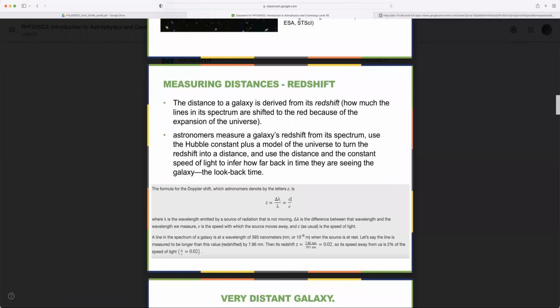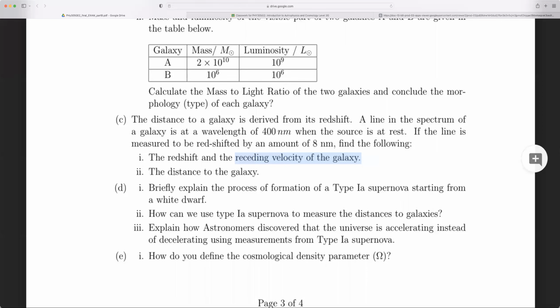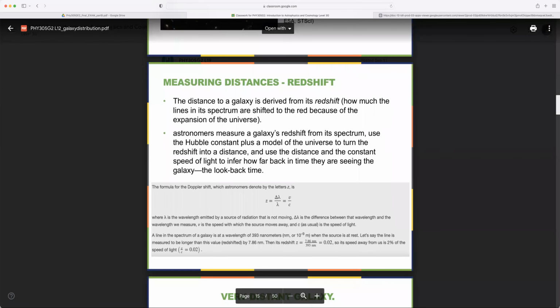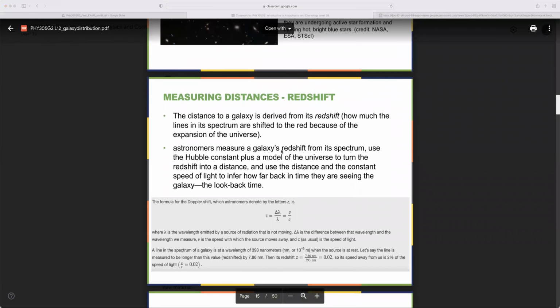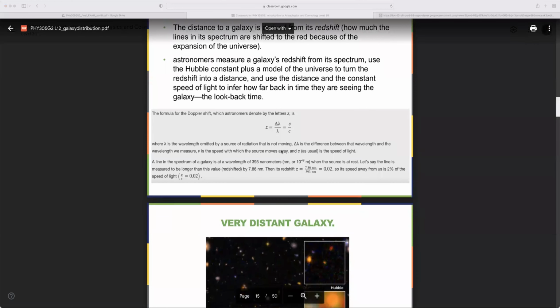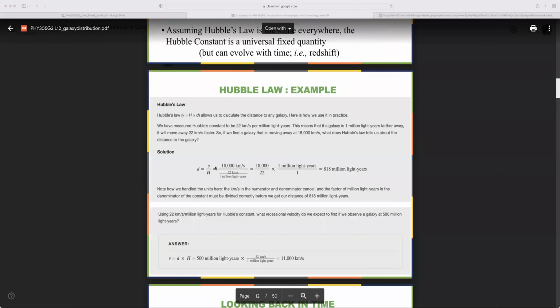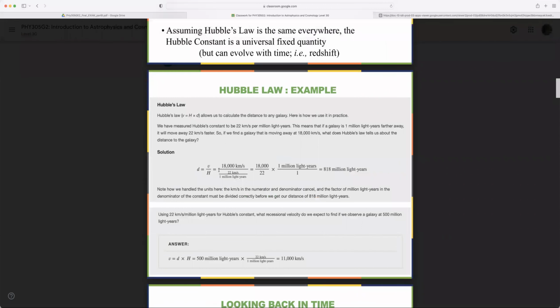And then if you know the receding velocity, the next question here is the distance to the galaxy. How to find the distance to the galaxy? Now it's straightforward. You can see here there is this equation about Hubble's law, which is distance equals velocity divided by the Hubble constant. If you know the receding velocity, then this distance can be found easily. So you just need to divide the receding velocity by the Hubble constant.